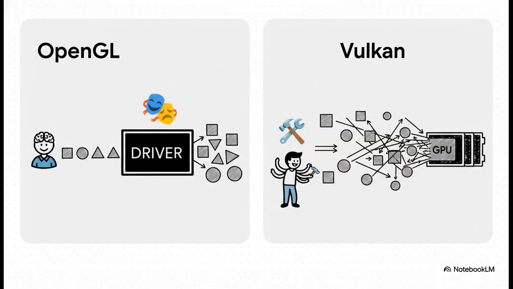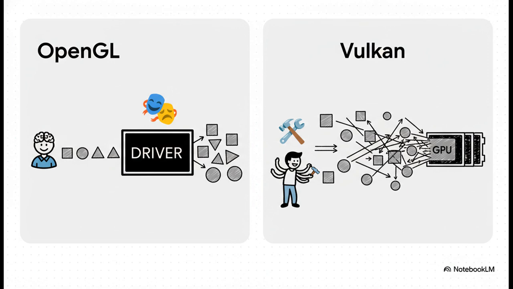See, in OpenGL, the driver creates what some people call a synchronous illusion. It feels like your commands are just happening one after the other, nice and neat. But behind the curtain, the driver is scrambling to manage the messy, asynchronous reality of how a GPU actually works. With Vulkan, that curtain is gone. You are in charge of managing everything: the dependencies, the timing, the memory.